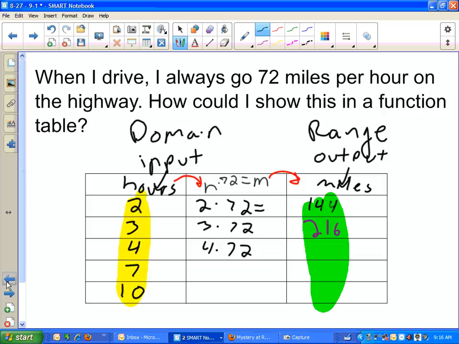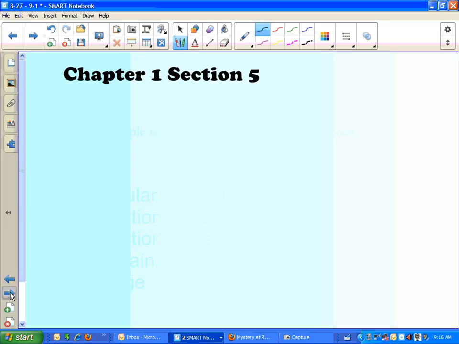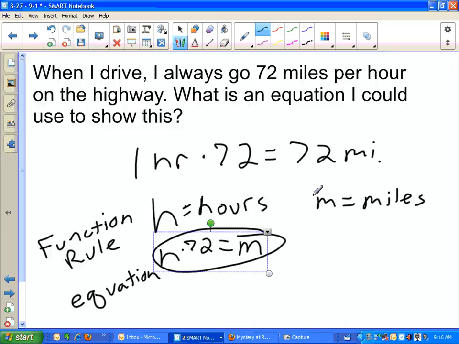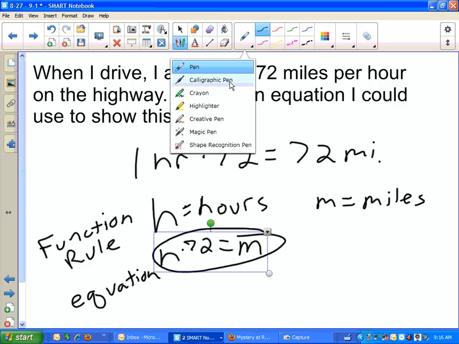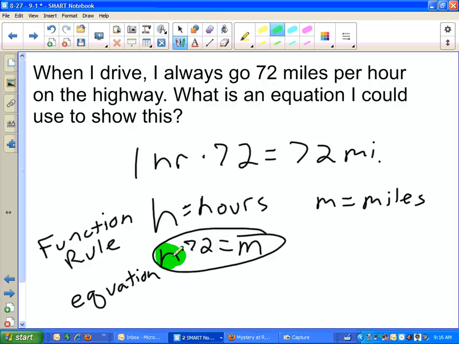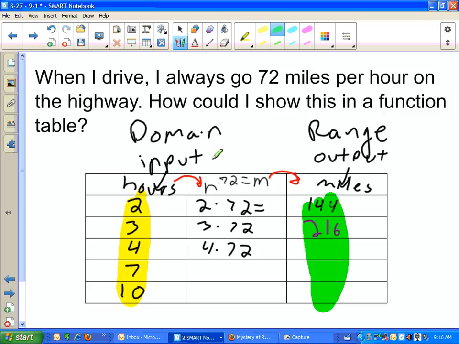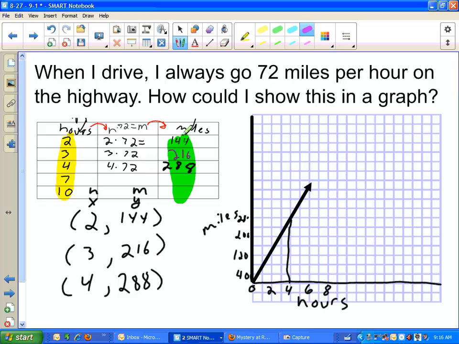So you can see with each one of these, we're building up from an equation that we're using, which is our function rule. And in that equation, we have our domain, or our input, our range, or our output, which we could then use to make a table. So our input and our output, and we can connect our input and our output to make an ordered pair like we've shown here, which then we can plot on a chart.